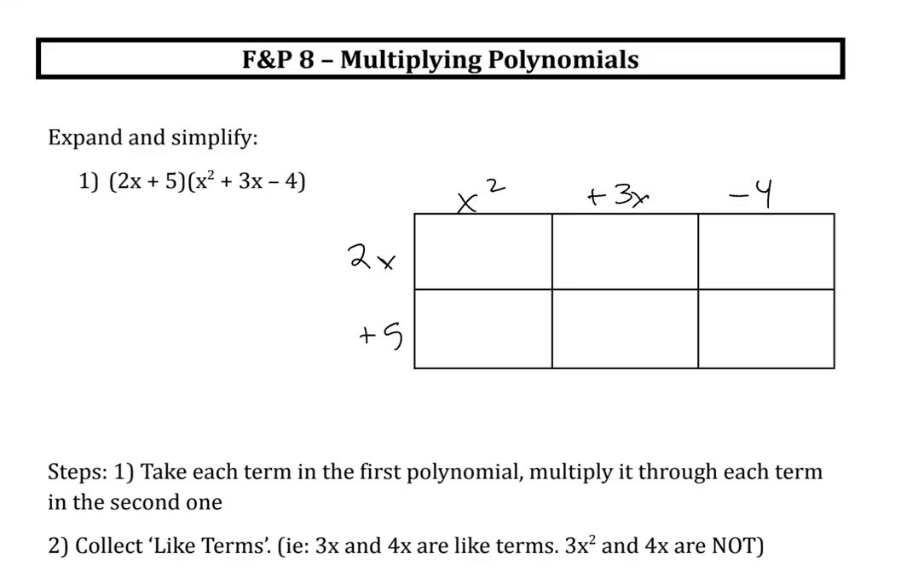And now we just go and multiply. So 2x times x squared is 2x to the power of 3. 2x times 3x is 6x to the power of 2. 2x times negative 4 is going to be negative 8x. And remember, when we don't have a sign in front, that just means that it's going to be positive. 5 times x squared is 5x squared. 5 times 3x is going to be 15x, and 5 times negative 4 is going to be negative 20.